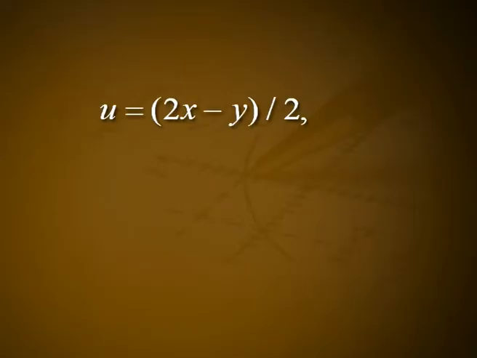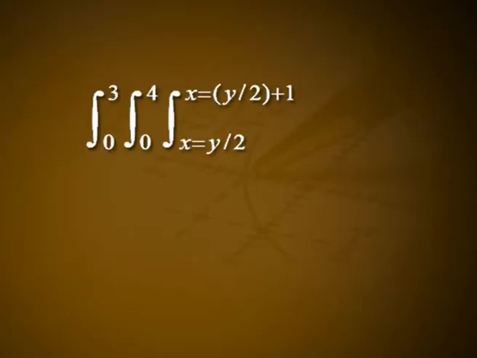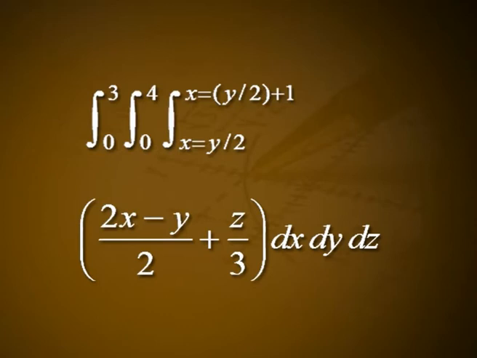Example 4. By applying the transformation u = (2x − y)/2, v = y/2, w = z/3, and integrating over an appropriate region in uvw space, evaluate the integral from 0 to 3, the integral from 0 to 4, the integral with x from y/2 to y/2 + 1, of ((2x − y)/2 + z/3) dx dy dz.